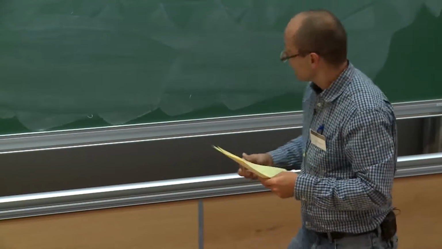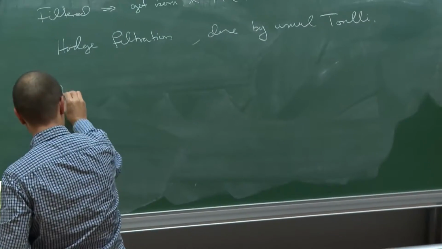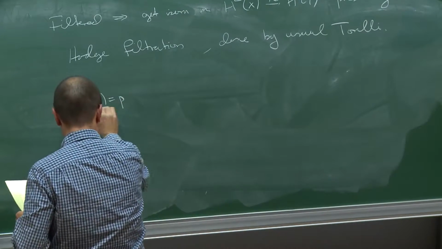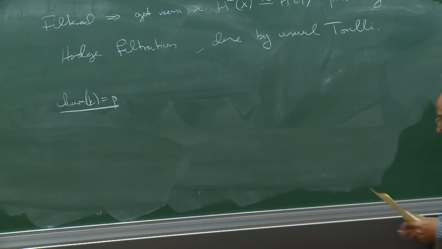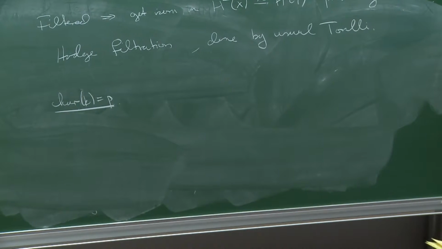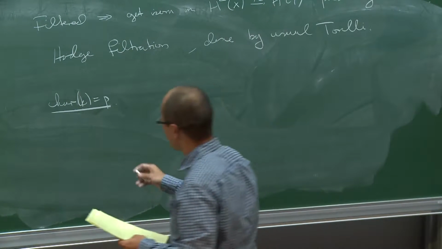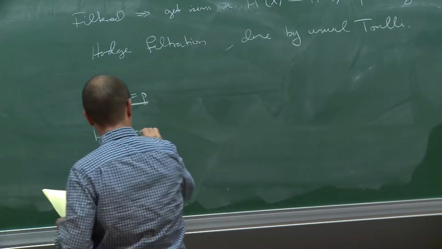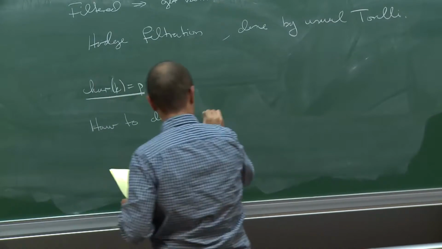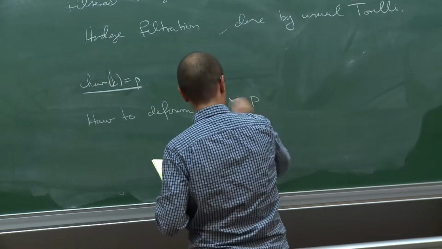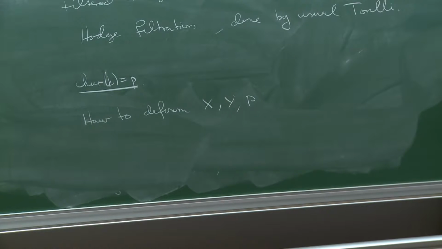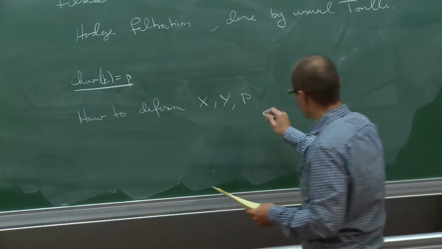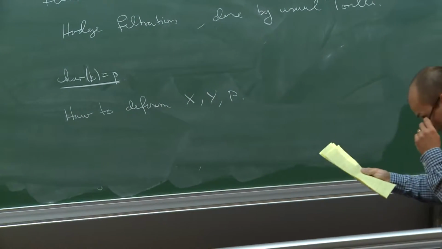Okay, so what do you do in characteristic p? Now we're in a bit of a delicate deformation theory problem of K3 surfaces. We want to think about how to deform X, Y, and P, the triple consisting of two K3 surfaces and an object in the derived category, the kernel. And so how do you do that?